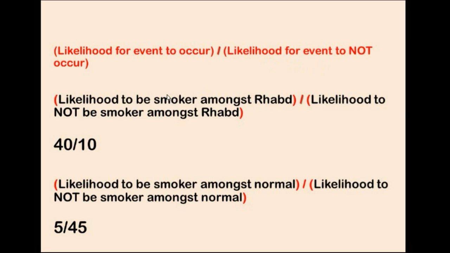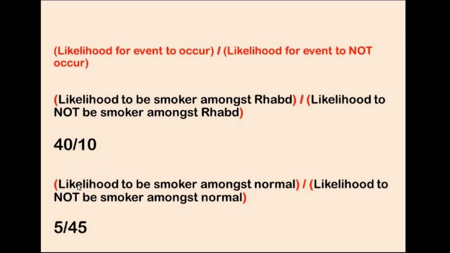So odds, remember, is the likelihood for an event to occur divided by the likelihood for that event not to occur. So if we wanted to see the likelihood for somebody to be a smoker amongst the rhabdomyosarcoma cases, we'd see the likelihood for them to be a smoker amongst those cases divided by the likelihood for them not to be a smoker amongst those rhabdomyosarcoma cases. So of the 50 people who have rhabdomyosarcoma, 40 of them are smokers, so that would be over here, and 10 are non-smokers.